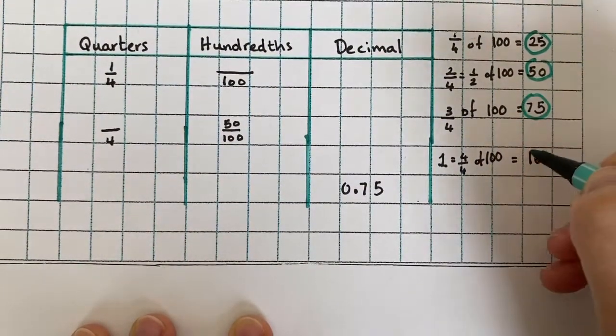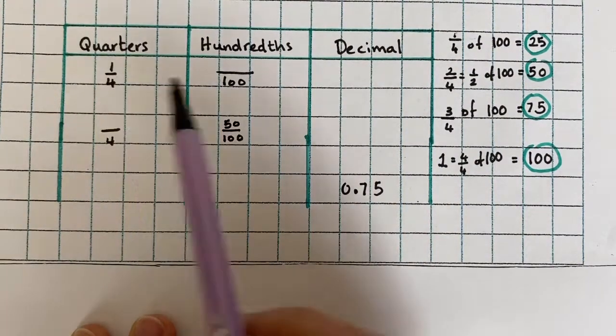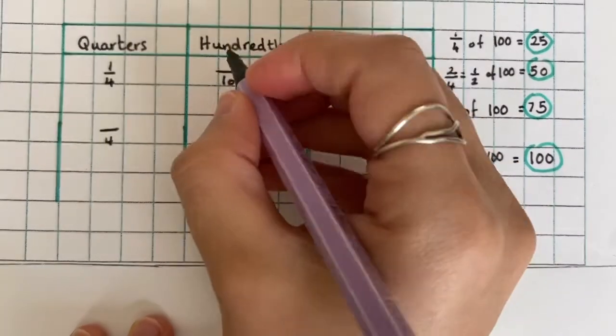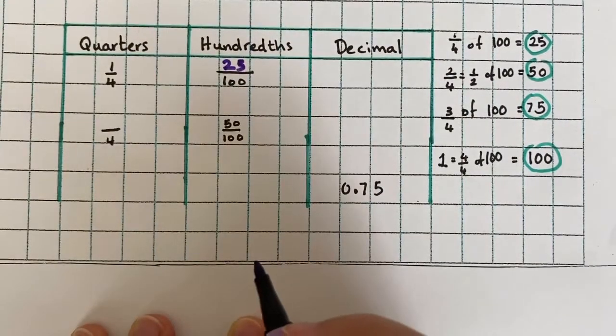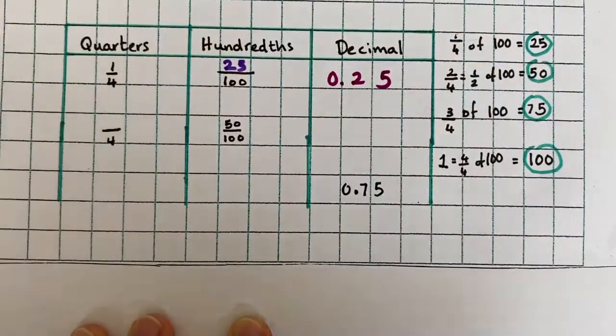Now I'm going to use these to work out my hundredths. So let's look at the 1 quarter. 1 quarter is 25 hundredths, 25 out of 100. So to write this as a decimal, we write 0.25.